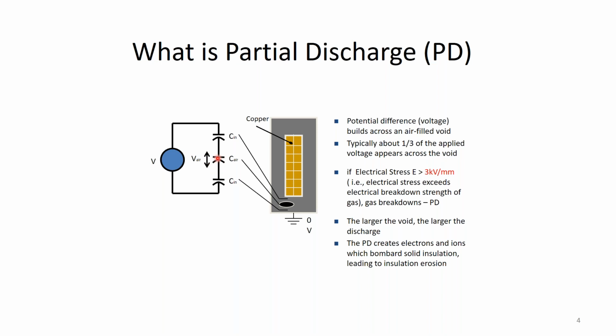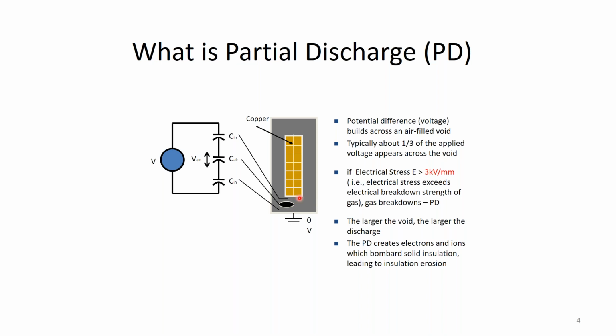In fact, it's about 1/3 of the voltage between the copper and the core. And that really means that if this is an 11 kV machine, then 6.3 kV in the line end coil, and this is at ground, 0 volts. That means there could be 2,000 volts across this little airspace.